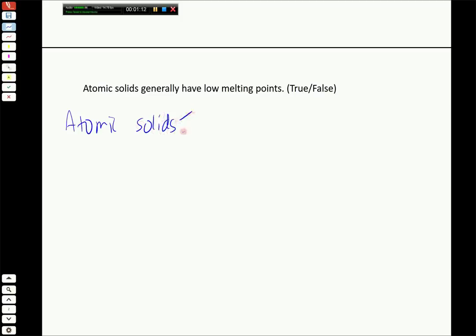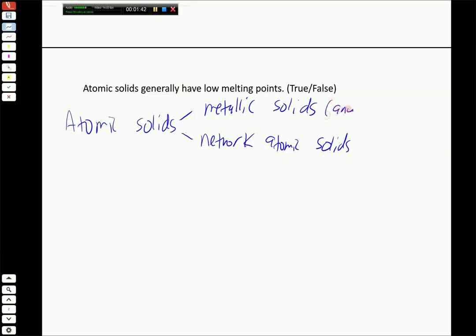Within atomic solids, you have two different categories. You have metallic solids, and then you also have what are called network atomic solids. So atomic solids, as the name suggests, are solids that only have one type of atom in them, so they're not compounds, they're elements. And within these, there's two separate categories, metallic and network atomic. And metallic solids would be basically any metal, as the name implies. Again, not too difficult to learn there.